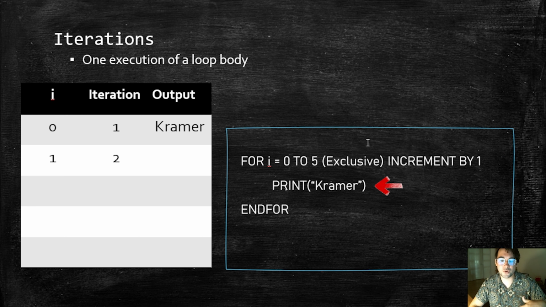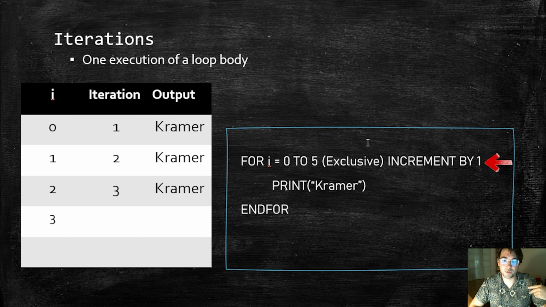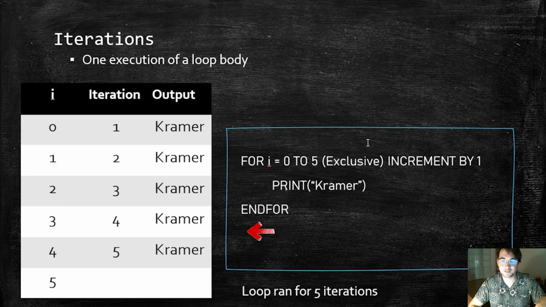So now in iteration 2, I print my name and come back to the top. So increment i by 1, enter the next iteration, print my name. Increment i by 1, enter the next iteration, print my name. Increment i by 1, next iteration, print my name. Increment i by 1, and now we see, okay, i is no longer less than 5 anymore. i is now 5. So we do not enter the next iteration. So we now jump to the end of the loop. And we can now say this loop ran for 5 iterations.